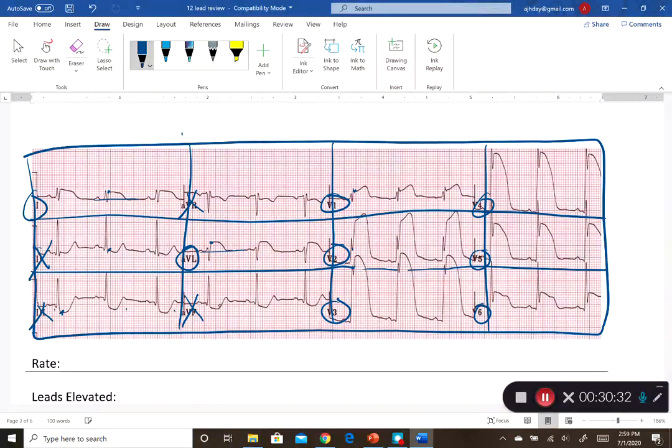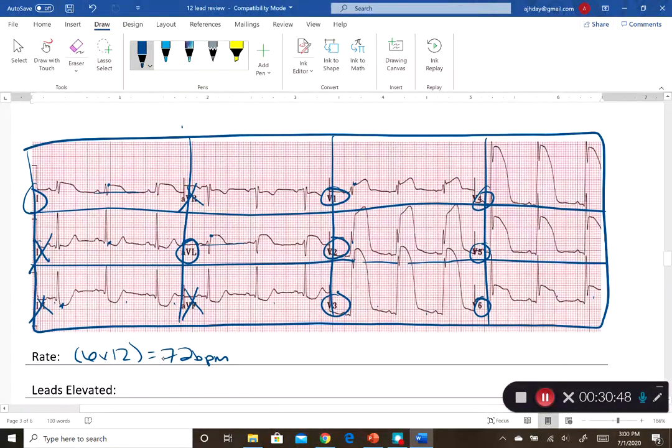We got 1, 2, 3, 4, 5, 6, 7, 8, 9, 10, 11, 12 again. 6 times 12 gives us a rate of 72 beats per minute. When we look at leads affected, we already got them. So I got my lead 1, AVL, V1, V2, V3, V4, V5, V6. So I'm just going to write V1 through V6.